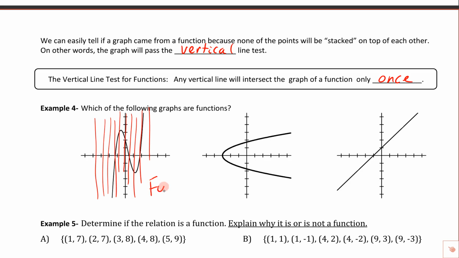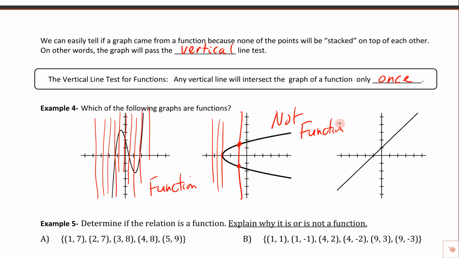So this one is a function. Okay, let's take a look at this next one. Doesn't cross it at all. If I do it right here, it just crosses it once right there. But the minute I go over here, it crosses right there and it crosses right there. So this one is not a function.